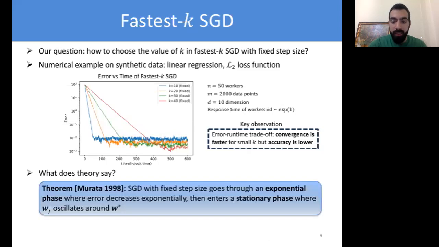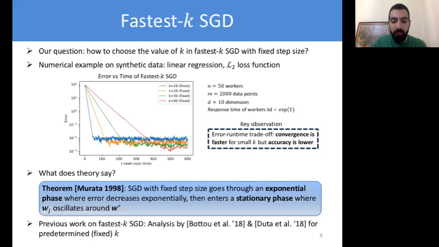So what does theory say about this? It is in fact well known that SGD with fixed step size goes through an exponential phase where the error decreases exponentially, then enters a stationary phase where wj oscillates around w star. You can in fact notice this phase transition in the graphs. First, we have an exponential decrease in the error, and then at some point, the error hits a plateau and starts oscillating as we approach the stationary phase.